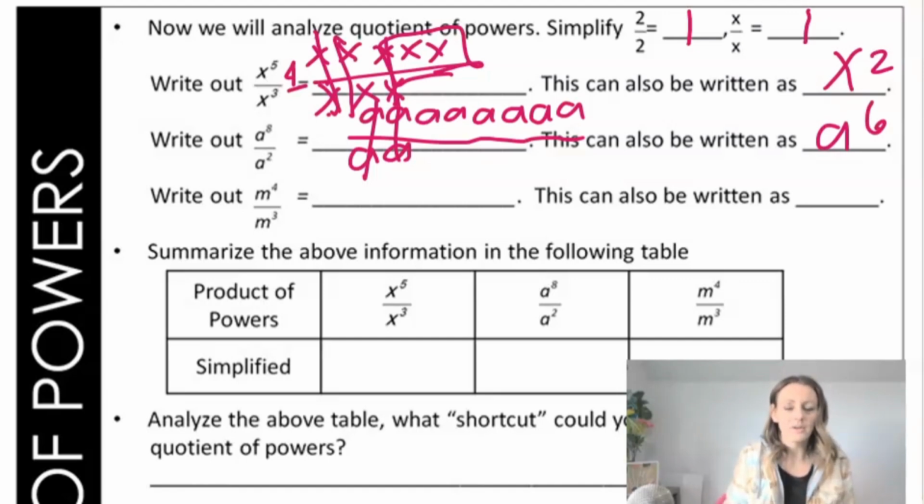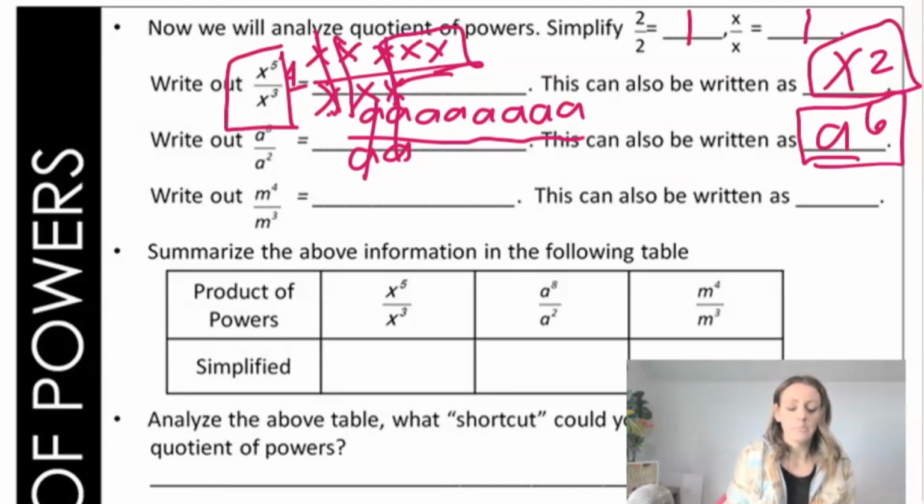Oh, it's so good that we can write this out and get the answer, but we're not always going to want to, or the numbers are going to be so huge that it's not going to be efficient to write it out. So let's look for a shortcut. I'd ask them, what's the connection between x to the 5th over x to the 3rd and x squared? And the same thing as a to the 8th over a squared and a to the 6th. And if they don't notice that, for example, 8 minus 2 equals 6, and 5 minus 3 equals 2, I would give more and more examples and help them to look for a pattern. They will eventually get it.